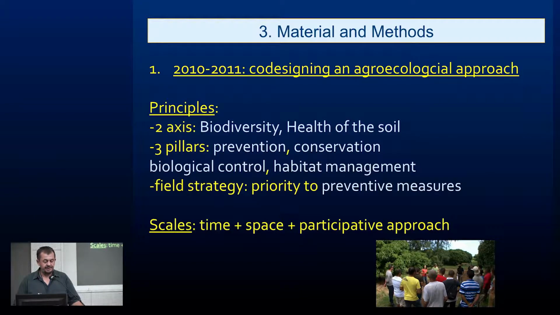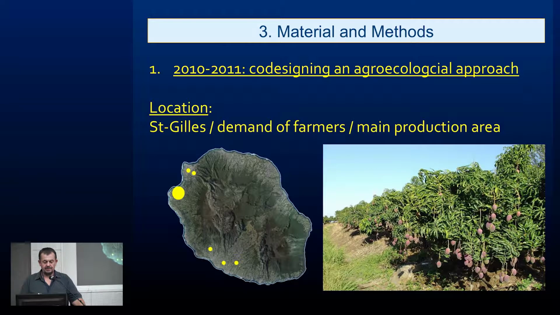The three phases: co-designing an agroecological approach during 2 years, 2010-2011, with the same principles. I don't stress on it. The location was in the basin of production of mango in Réunion Island, in the west part of the island.